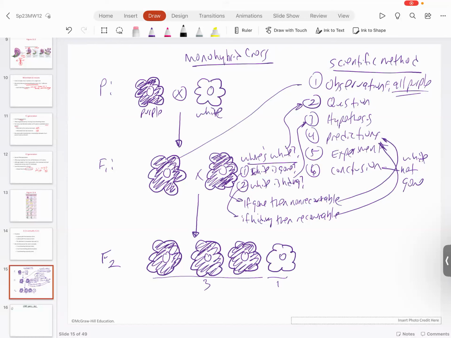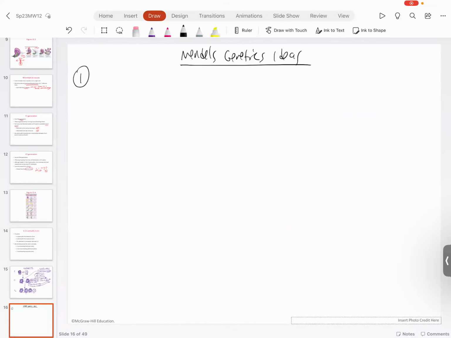Why? Because your conclusion basically was not consistent with blending, right? So what this suggests then is that you have what we now call a gene, right? This is your particle. So what Mendel observed as a particle of inheritance is what we now refer to as a gene.